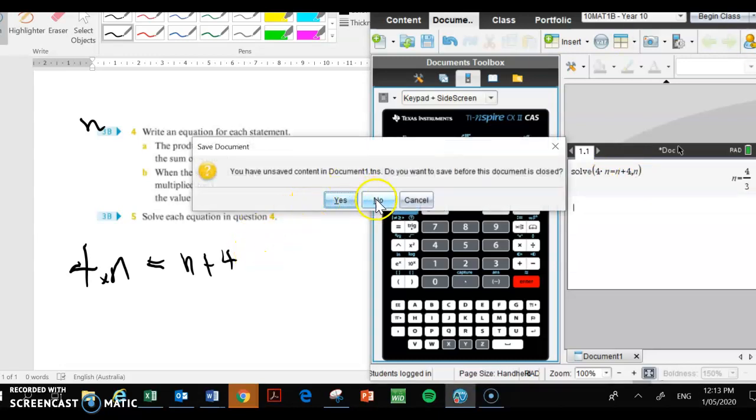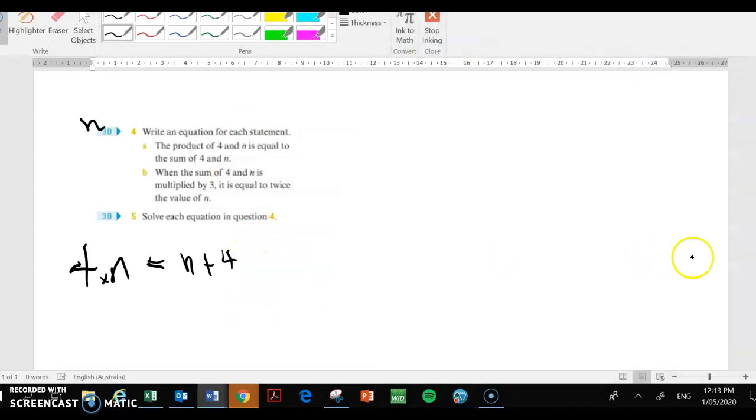Okay, so let's have a look at the problem here. So I have 4n equals n plus 4. As you can see, we have n on both sides, so we need to collect. We usually collect to the side that has most, and of course we have 4n. So to get n by itself, we first collect it, so we need to subtract n from this side, and what we do to one side, we do to the other side.